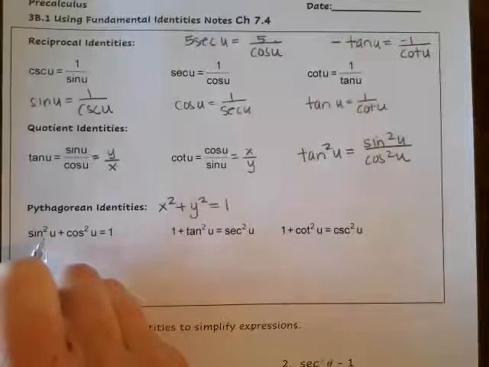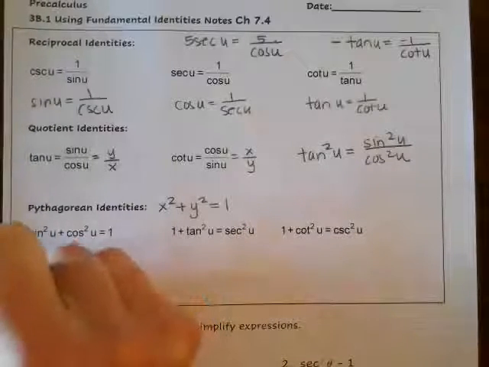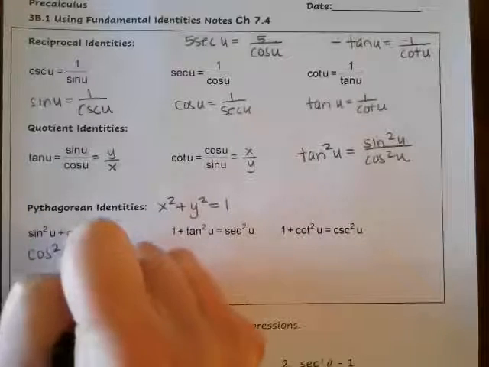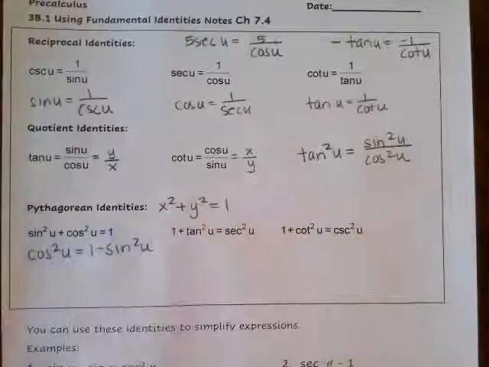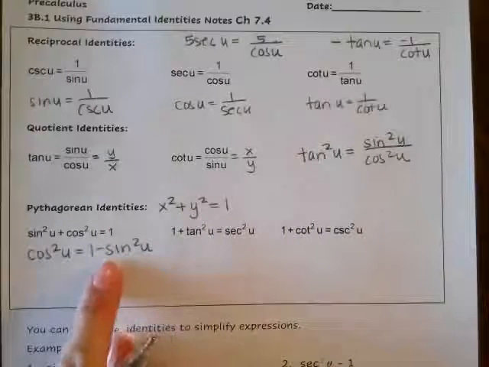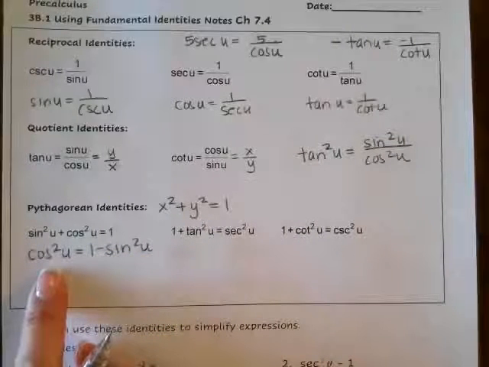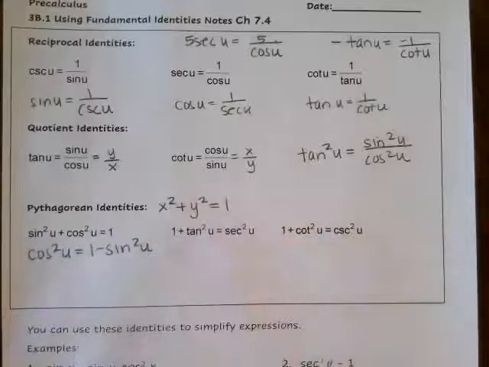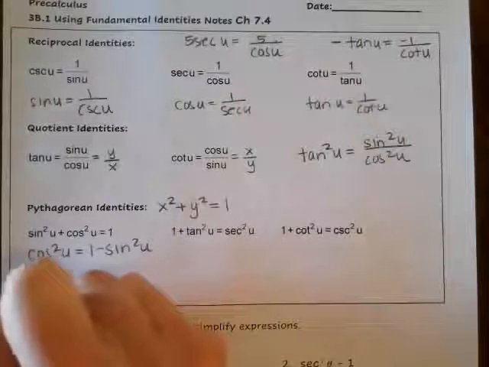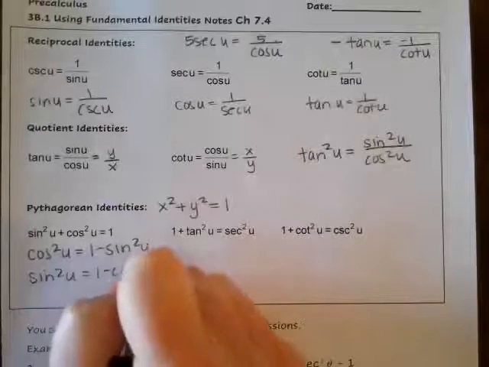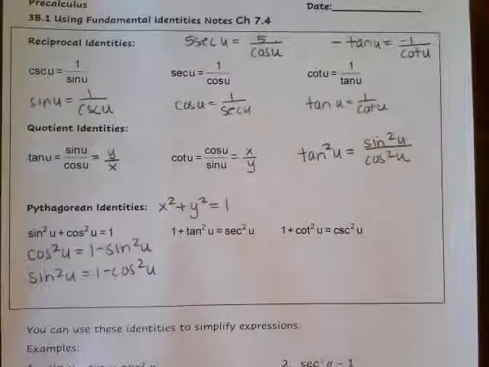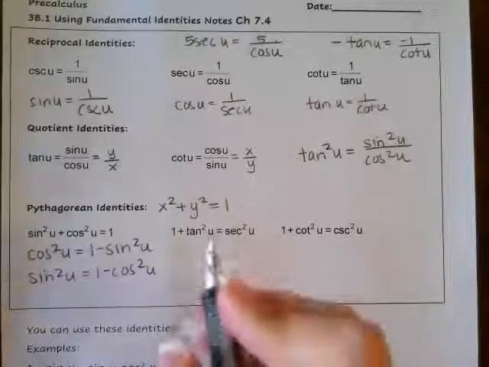So if we subtracted this sine squared to get it to the other side, we would get cosine squared of u is equal to 1 minus the sine squared of u. You'll use this often. Sometimes they give you this portion of it and you need to know that's cosine squared of u. The better you know these, the easier it is for you to see them when they're manipulated. Another manipulation would be if you subtracted the cosine squared to get it to the other side. So sine squared of u is equal to 1 minus the cosine squared of u. So those are two that you'll see often.